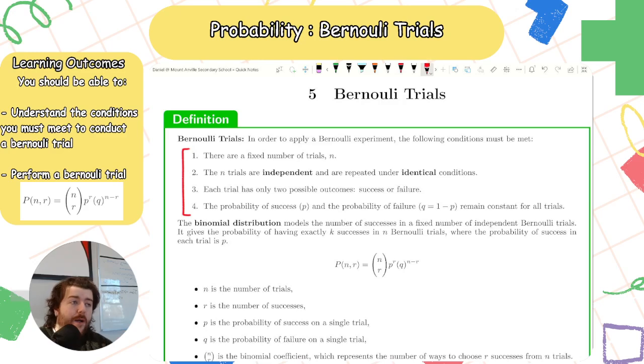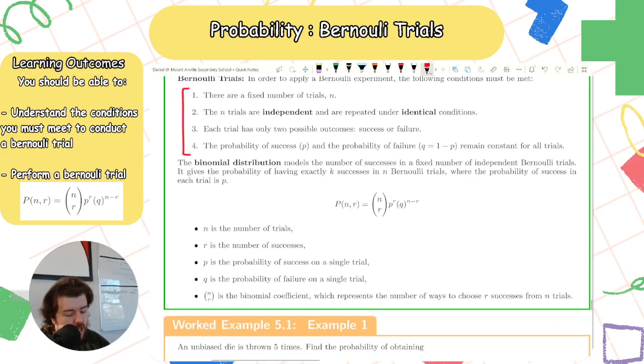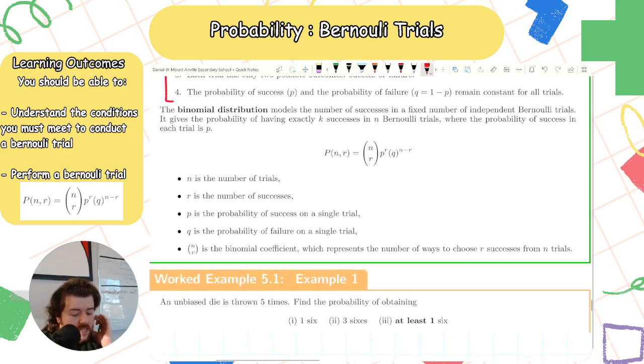So there's none of this, like the probability of winning a hockey game: in the first game, I have an 80% chance of winning, but if I lose that, in the second game I have a 60% chance of winning. They're consistent. Every game you go into or every trial you do, you have the same success rate and same fail rate. So we can use the binomial distribution. This can help us model the number of successes in a fixed number of independent Bernoulli trials. It gives the probability of having exactly k successes in n Bernoulli trials.